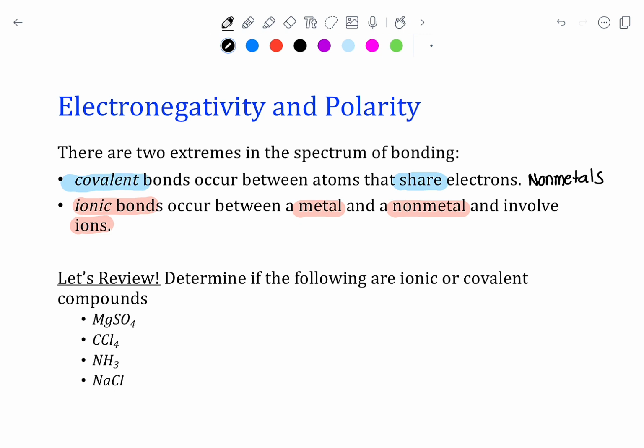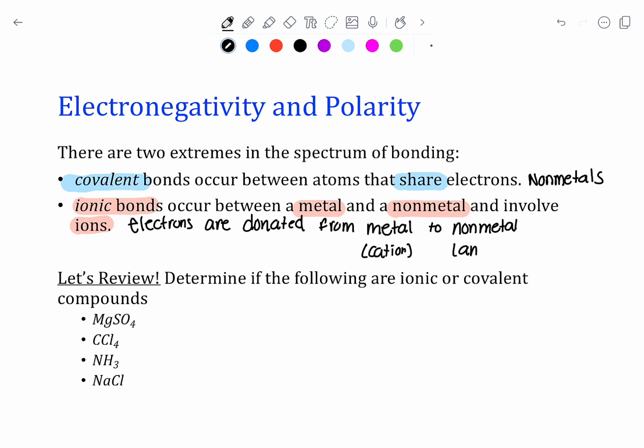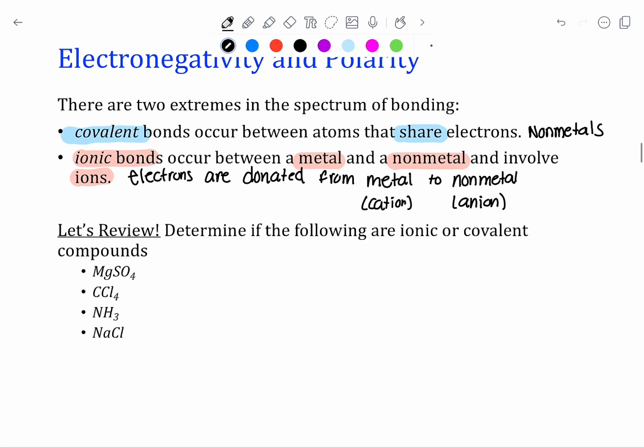And for ionic bonds, they're between a metal and a nonmetal and involve ions because electrons are donated from the metal to the nonmetal, because that's our cation and our anion. So it's always good to remember those differences. So let's review that just to make sure that we are 100% positive we know the difference between covalent and ionic compounds. So determine if the following are ionic or covalent compounds.